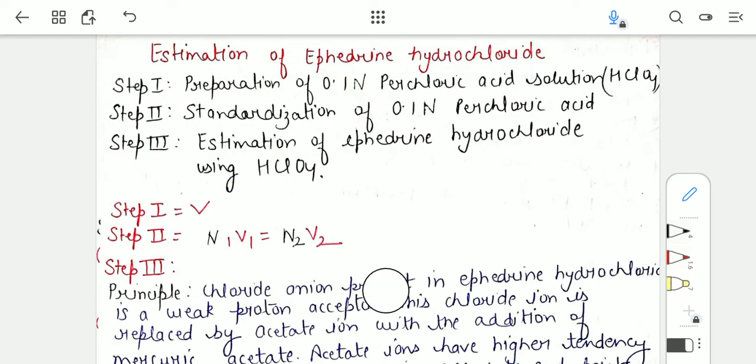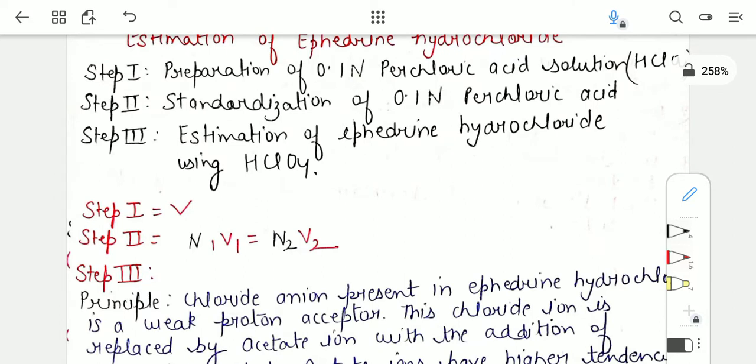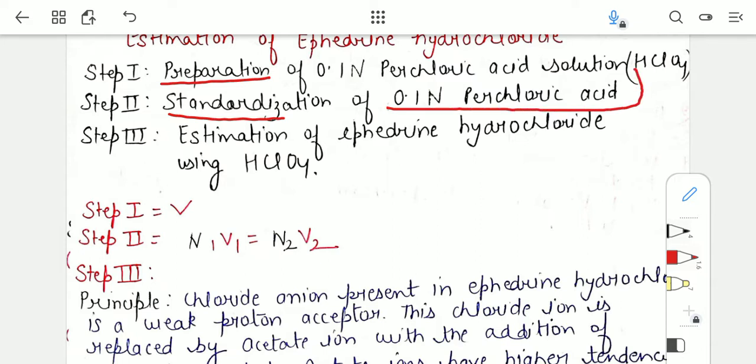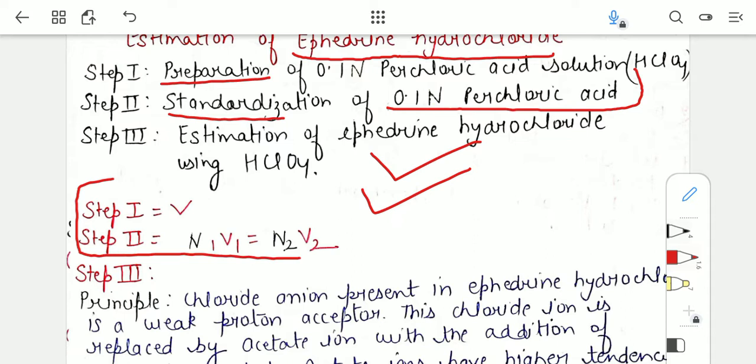Step 1 and step 2, which are the preparation as well as the standardization of 0.1 normal perchloric acid, I have already explained in our video for the estimation of sodium benzoate. There also I have explained the steps, so these are the same steps which will also be used in this for the estimation of this sample. So I will not explain those steps again over here. You can go and check out that video for the estimation of sodium benzoate.